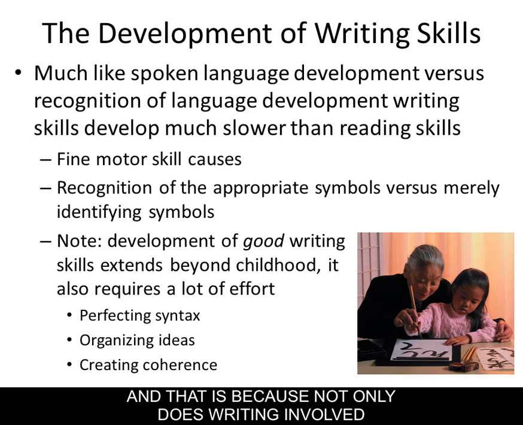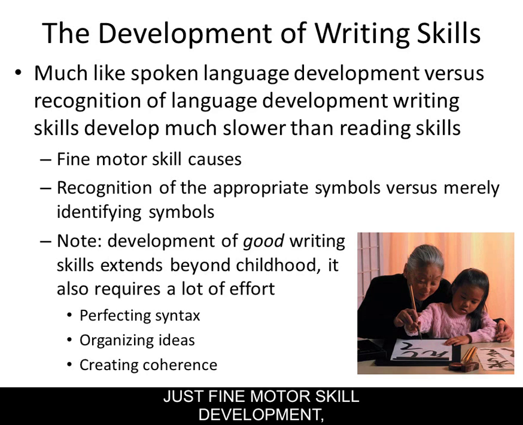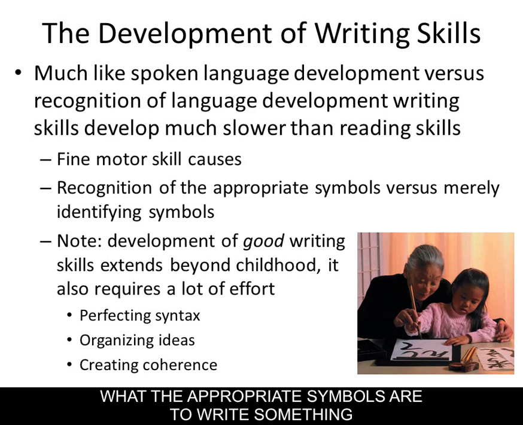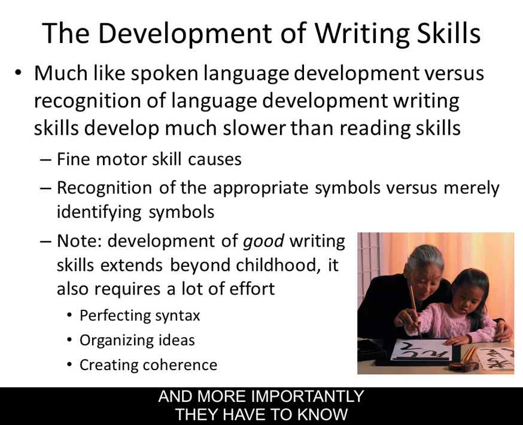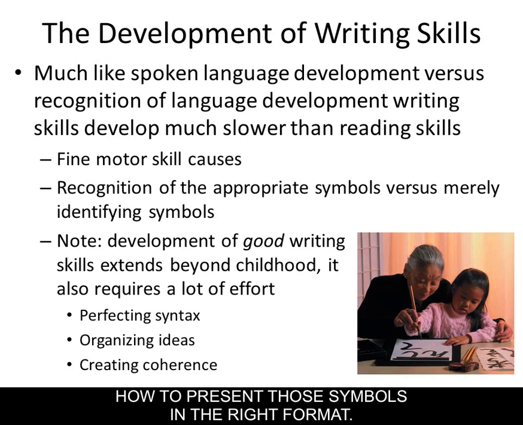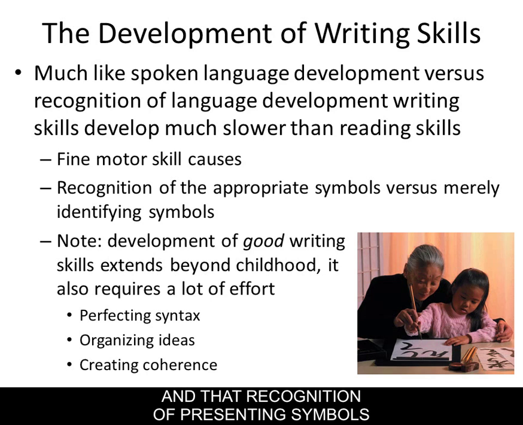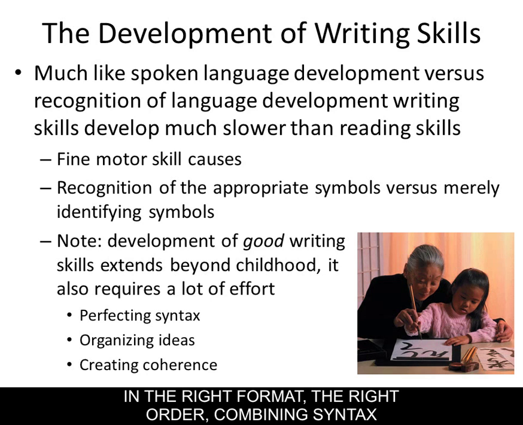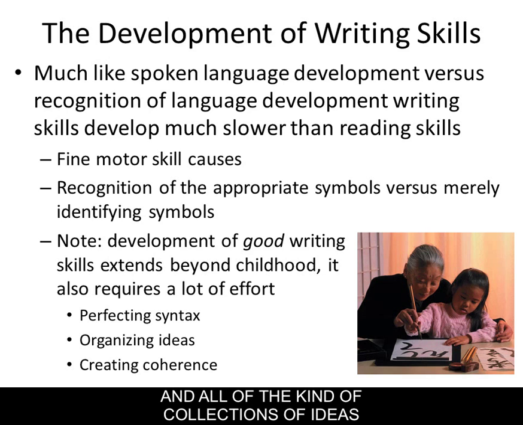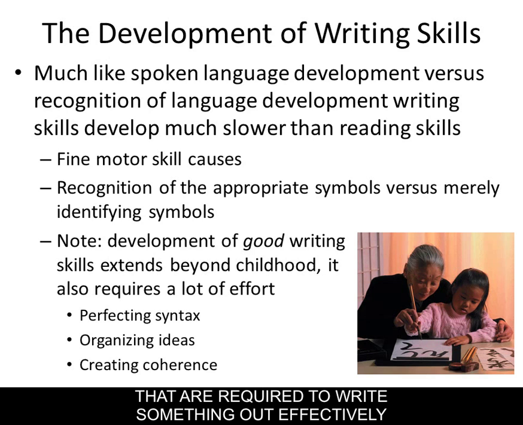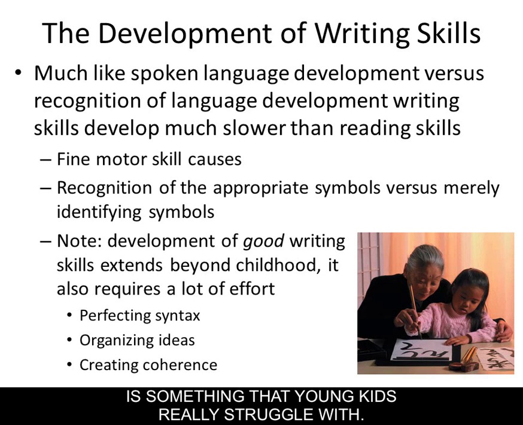And that's because not only does writing involve fine motor skill development, but it requires them to actually have mastered those reading skills. So they have to know what the appropriate symbols are to write something, and more importantly, they have to know how to present those symbols in the right format. And that recognition of presenting symbols in the right formats, the right order, combining syntax, and all of the kind of collections of ideas that are required to write something out effectively, is something that young kids really struggle with.